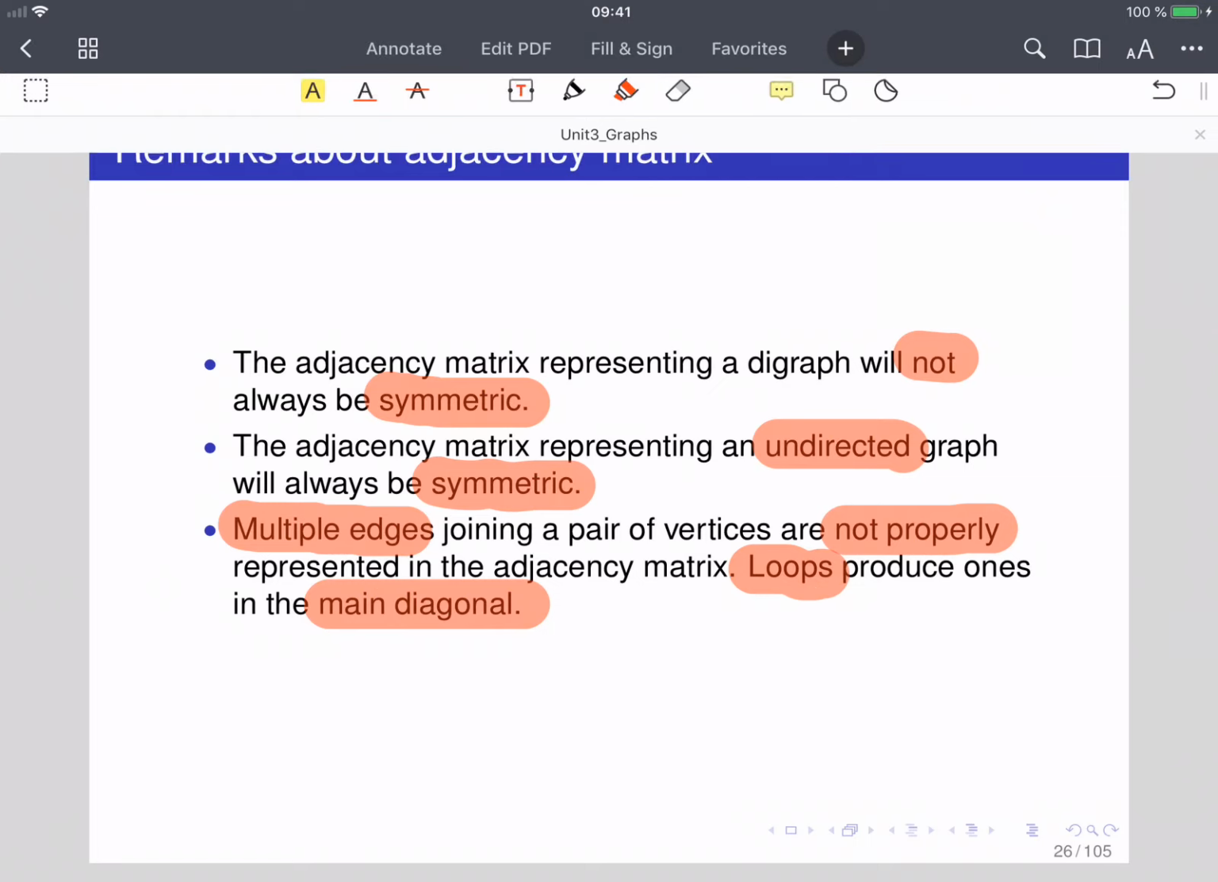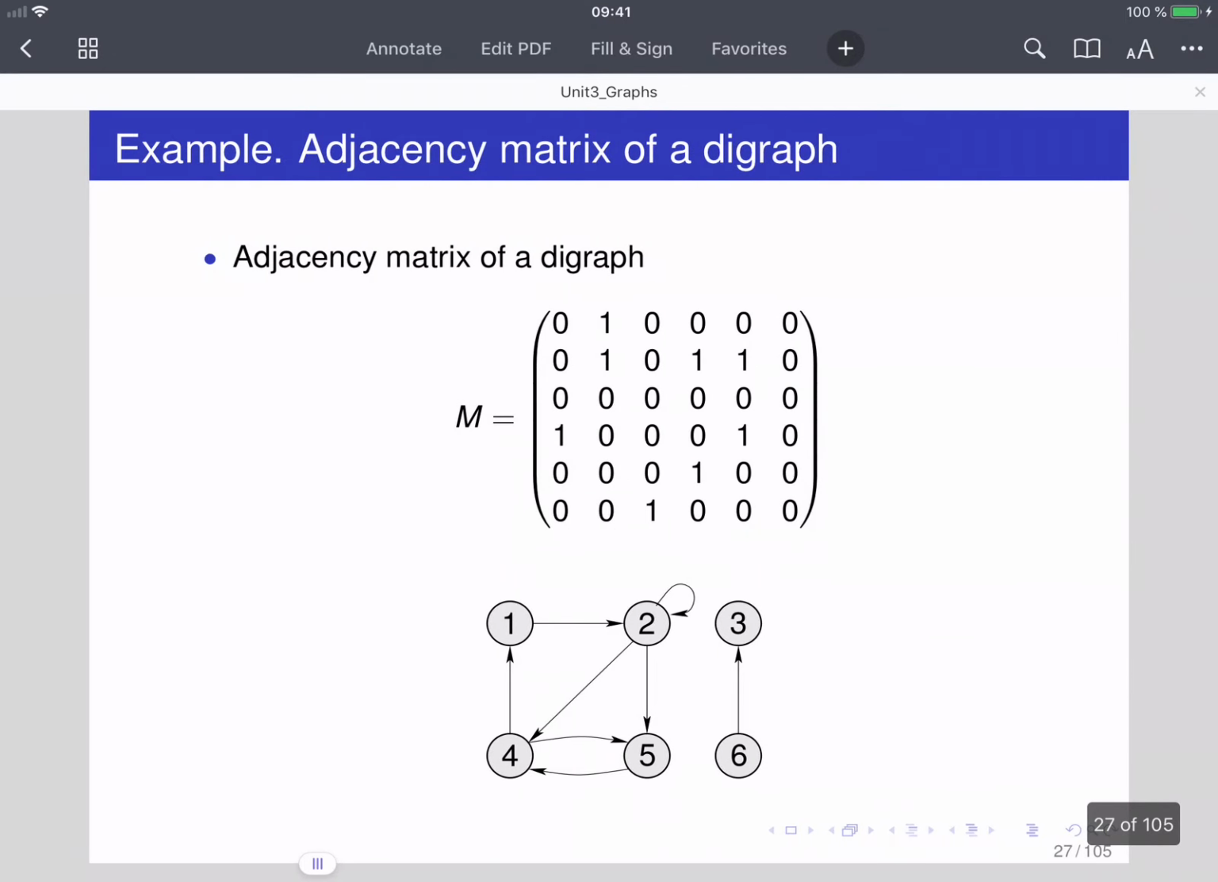Okay, cool. So let's give an example of what is the adjacency matrix of a graph, in this case a directed graph. So we have here a graph with 6 vertices, so then we have a square matrix with 6 columns and 6 rows, 6 by 6.